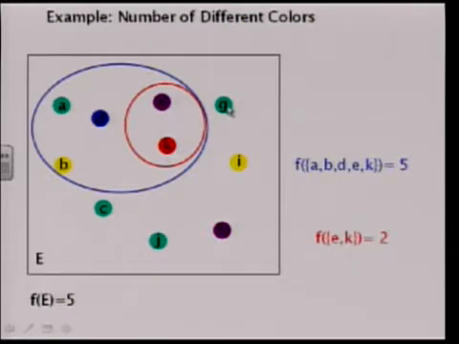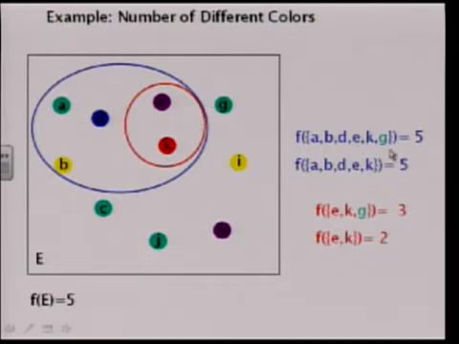Okay, so let's say you pick any of these elements outside this set, then what will happen? If you have a new color added to this one, then you have 3, right? But if you already have 5, you don't gain anything. That's basically the implication of the submodular property of this function. For instance, let's talk about this element G. If you include that in this big set, you still have 5. If you put that into this one, then you have 3. That means the gain in this case is 0, and the gain in this case is 1.